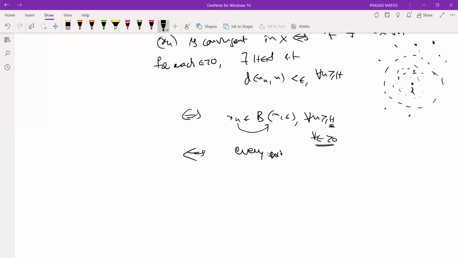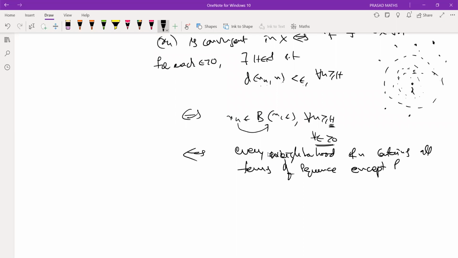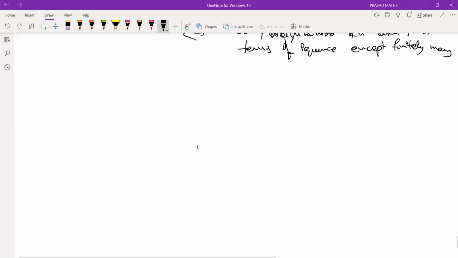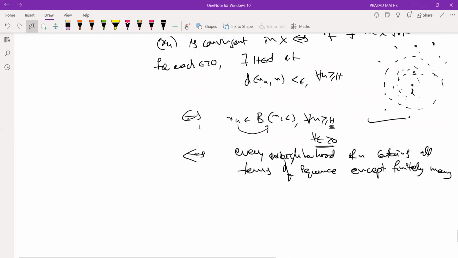That means every neighborhood of x contains all terms of the sequence except finitely many. Right? By using the definition. Is it clear? Go back to the definition. Is it clear? Anybody?